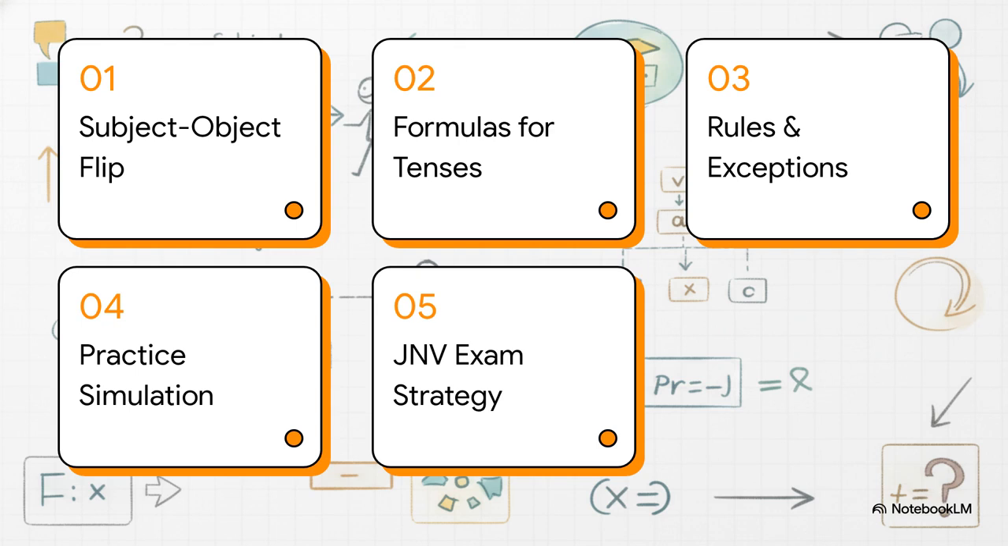So here is our playbook for today. Section 1, cracking the subject-object flip. Section 2, master formulas for every tense. Section 3, essential rules and exceptions. Section 4, test your knowledge with some practice. And finally, Section 5, JNV exam tips and summary.